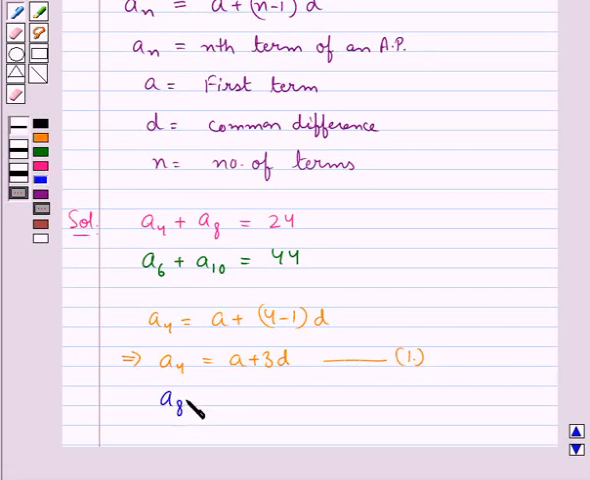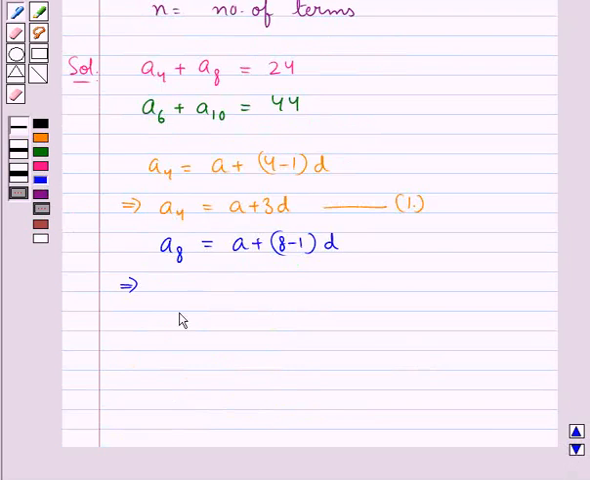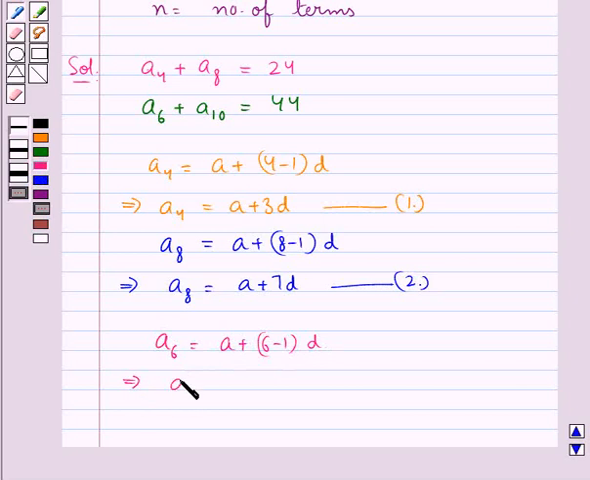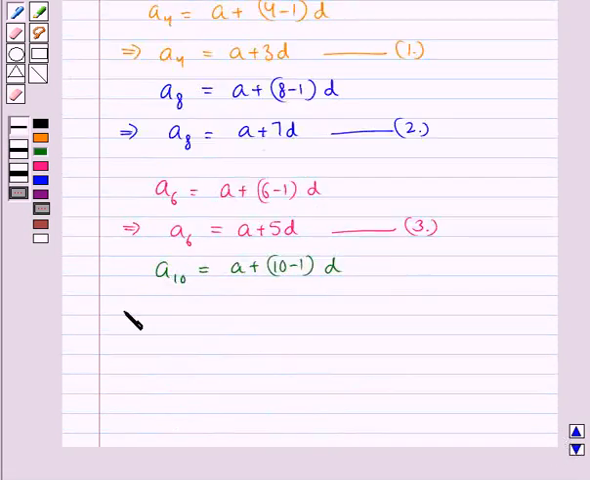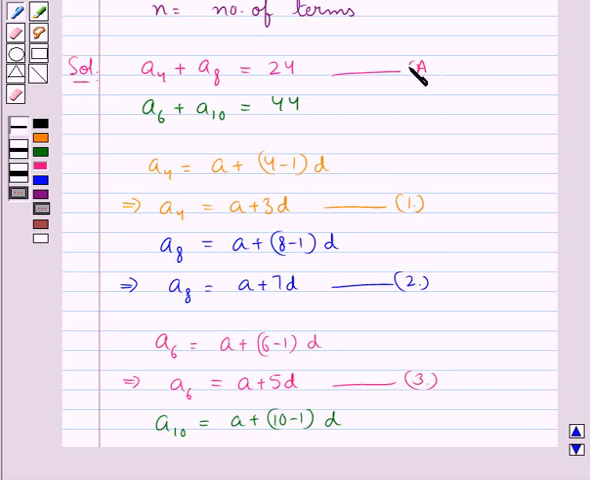Now, a8 is equal to a plus 8 minus 1 whole into d. That is, we have a8 is equal to a plus 7d. Let this be equation 2. Then a6 is equal to a plus 6 minus 1 whole into d, which gives us a6 is equal to a plus 5d. Let this be equation 3. Then a10 is equal to a plus 10 minus 1 whole into d, which is a10 is equal to a plus 9d. Let this be equation 4. Now we take, let this equation be capital A and this equation be capital B.